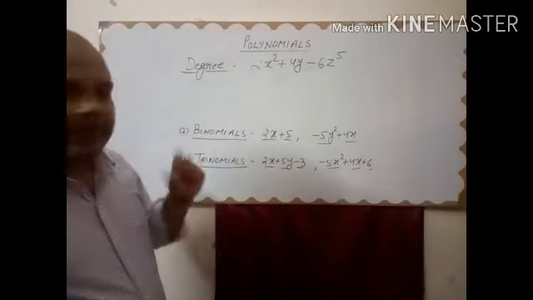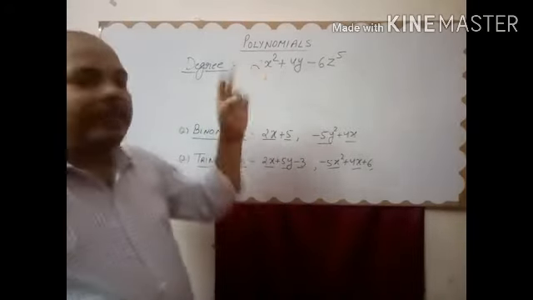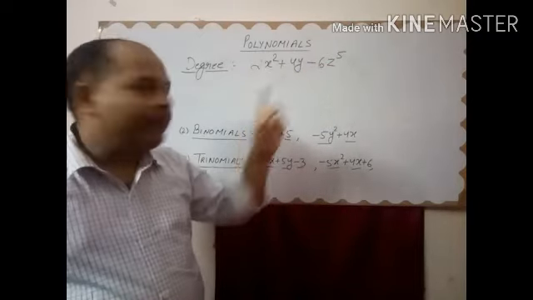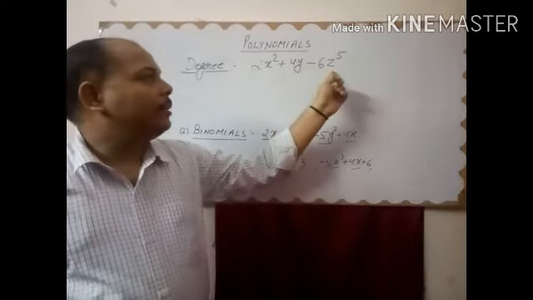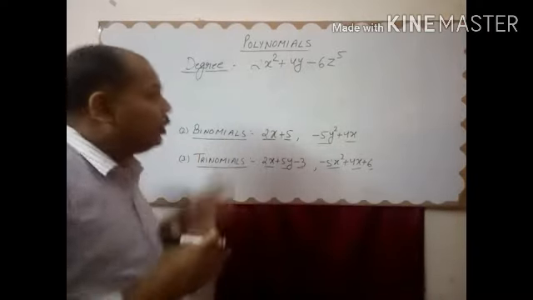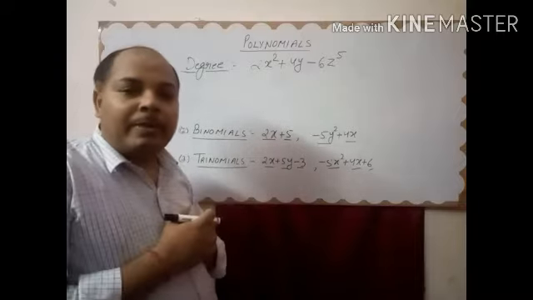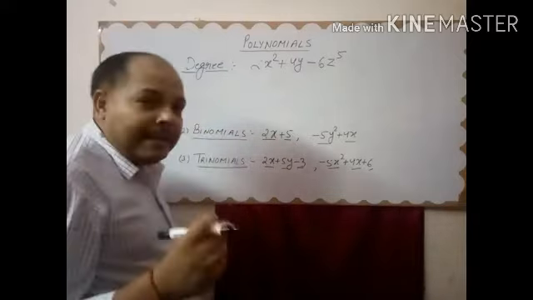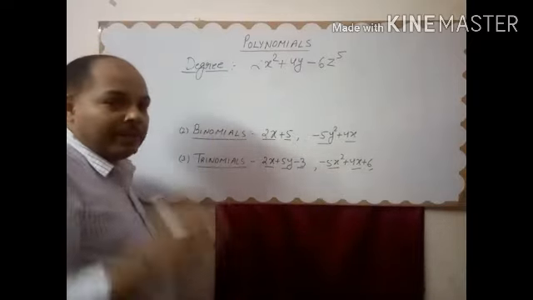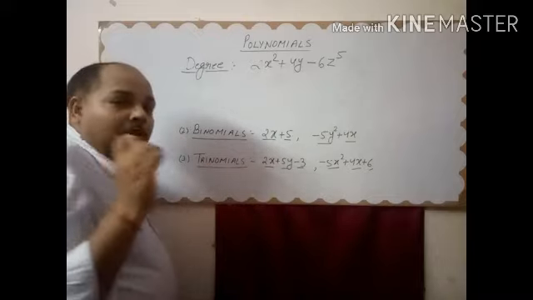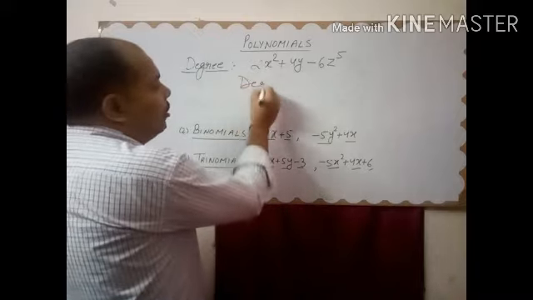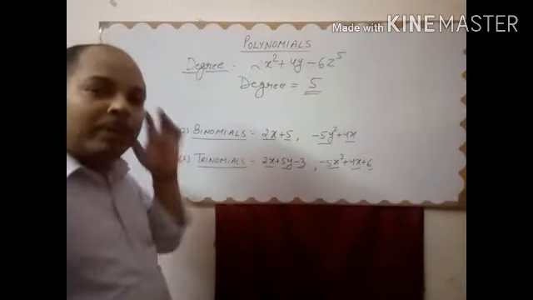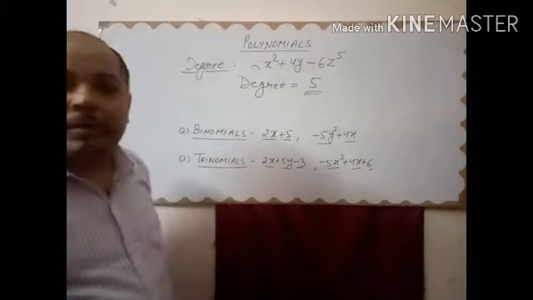In this trinomial, you can say a polynomial, we have 3 variables x, y and z. See, the exponent of x here is 2, here the power of y is 1, here the power of z is 5. So tell me which variable has the maximum power? Z, 5. It means in any polynomial the maximum exponent is called the degree of the polynomial. The degree of this polynomial will be 5.